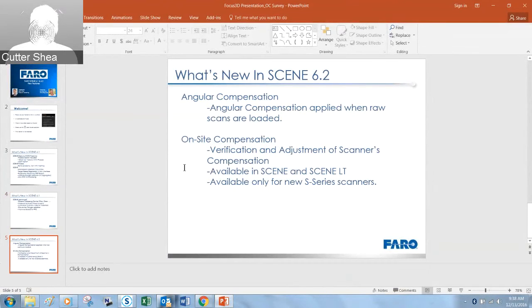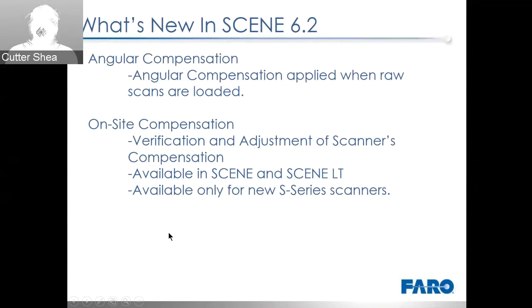What's new in Scene 6.2 is the angular compensation and on-site compensation. So the angular compensation is applied only when raw scans, the straight FLS files, are pulled from the SD card into Scene, and that is a little processing, or a filter, you could say, for the angular compensation. It takes a bit of time for each scan to load, but after it's applied the first time, it isn't applied on future loadings of the same scan.